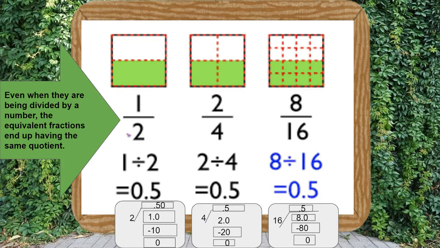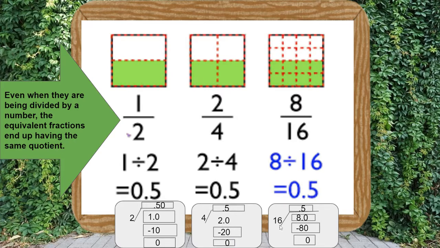Now here, 2 is divided by 4. And 4 doesn't go into 2, so we must add a decimal and a 0. 4 goes into 20 5 times. We have to add the decimal up here in the quotient section as well. 4 times 5 is 20. 20 minus 20 is 0.